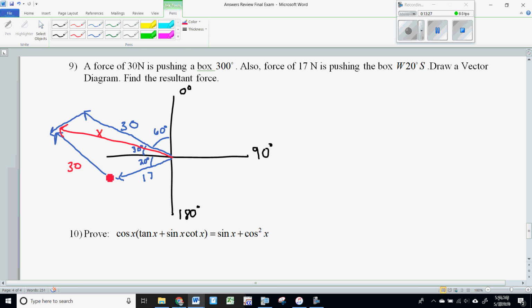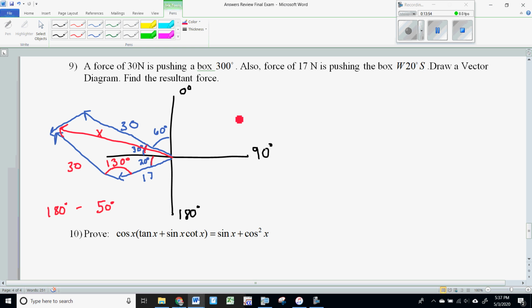Now the key to these problems is always finding this angle. And you remember, adjacent angles in a parallelogram always add up to 180. So this is 30 plus 20, so that's 50. And if I take 180 minus that, that is going to give me this angle here, which is 130.